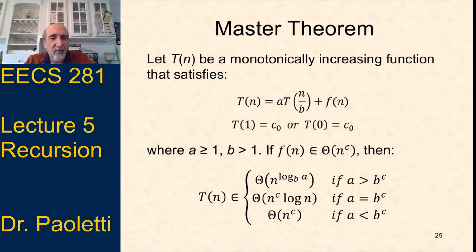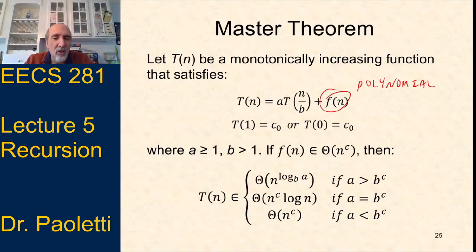And then we've got a few other rules. a has to be greater than or equal to 1. b has to be greater than 1. And then if all of those things are true, and also one other thing has to be true, f of n has to be of the form big theta of n to the c. Basically, it's saying this f of n has to be a polynomial function.